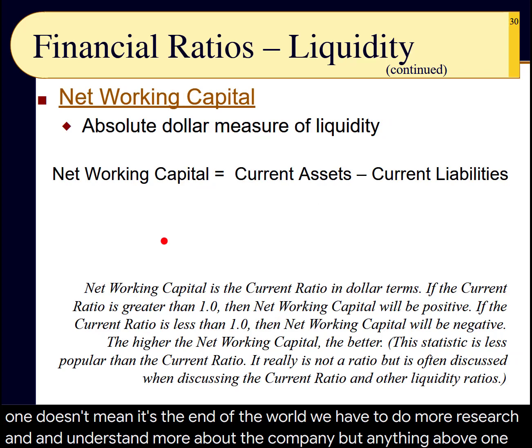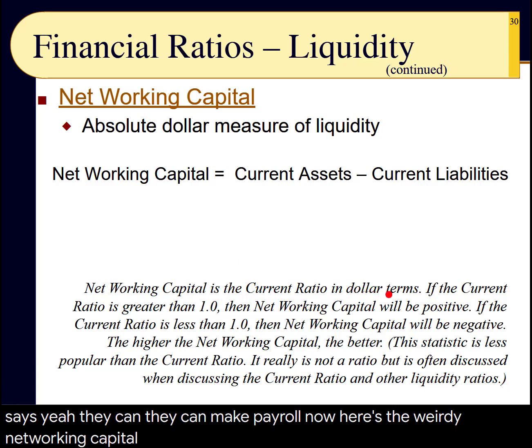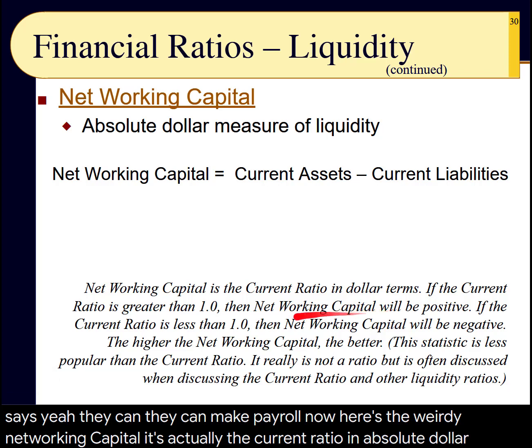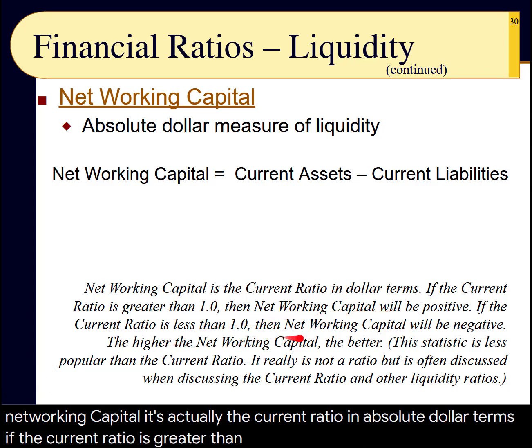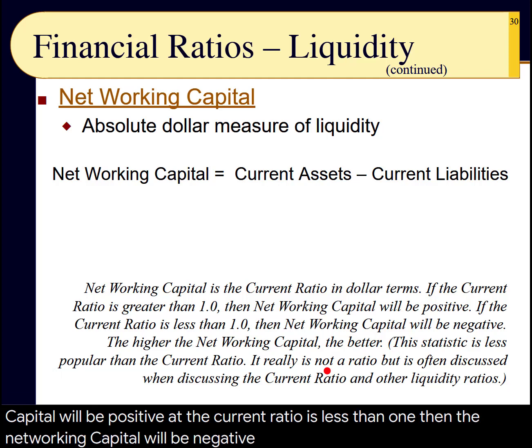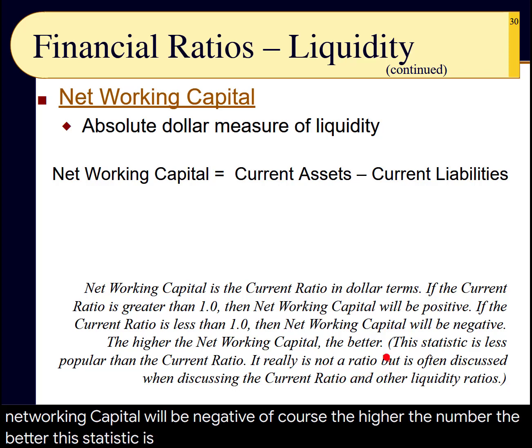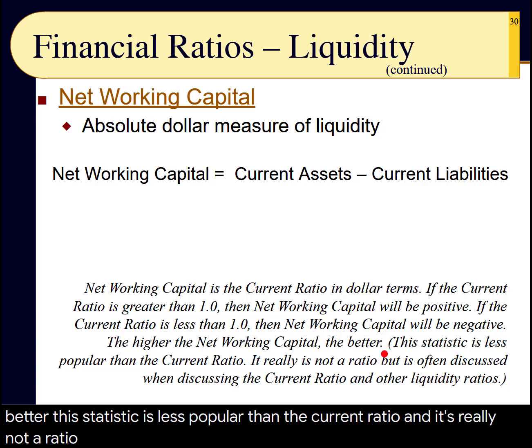Now, here's the weirdie: net working capital. It's actually the current ratio in absolute dollar terms. If the current ratio is greater than 1, then the net working capital will be positive. If the current ratio is less than 1, then the net working capital will be negative. Of course, the higher the number, the better. This statistic is less popular than the current ratio, and it's really not a ratio, as we said. But it's often discussed when discussing the current ratio and liquidity ratios. So in other words, how much cash do you have above and beyond your current liabilities?